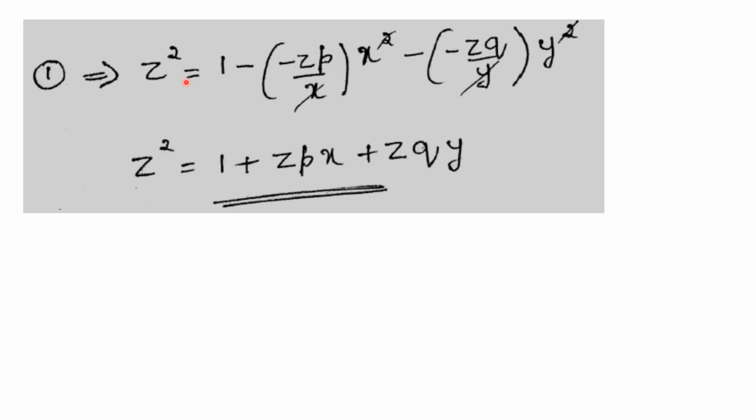Therefore, z square is equal to 1 minus a. What is a? Minus zp by x into x square. A into x square minus b into y square. What is b? Minus zq by y. So x in the denominator and 1 x in the numerator will get cancelled. Similarly, 1 y in the denominator and 1 y in the numerator will get cancelled. So what is your final answer? Z square is equal to 1, minus into minus is plus zpx, plus minus into minus is plus zqy. So this is your final answer. I have eliminated my constants a and b here.